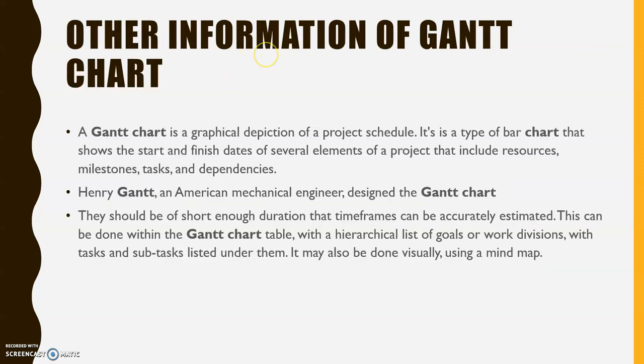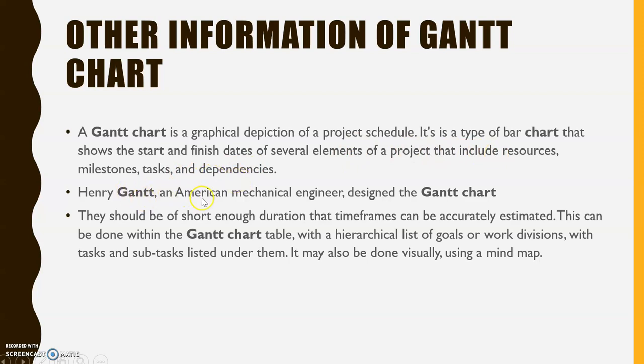Other information of Gantt chart. A Gantt chart is a graphical depiction of a project schedule. It is a type of bar chart that shows the start and finish stage of several elements of a project that include resources, milestones, tasks, and dependencies.